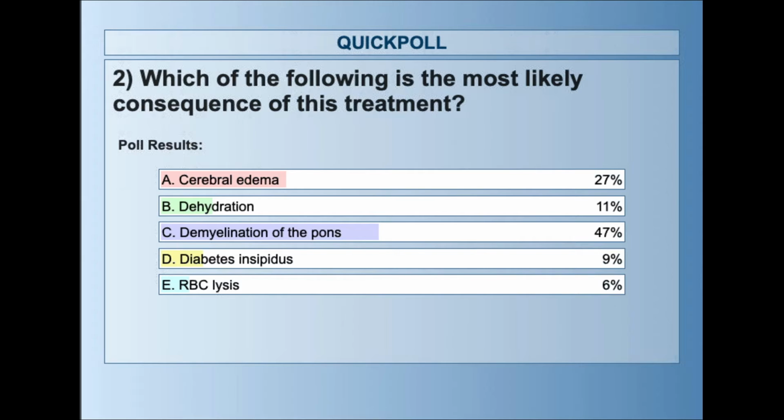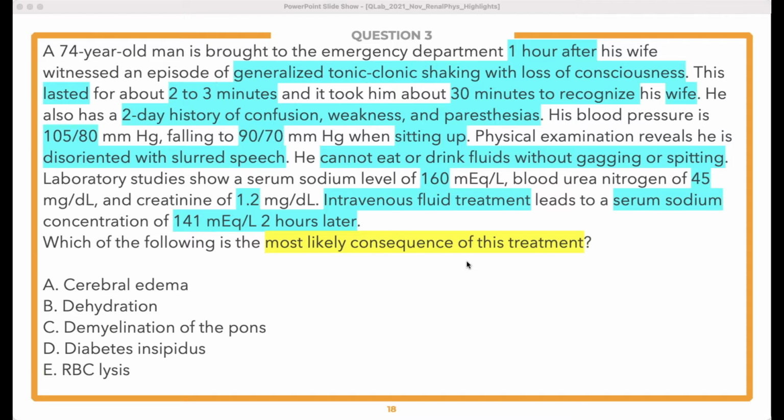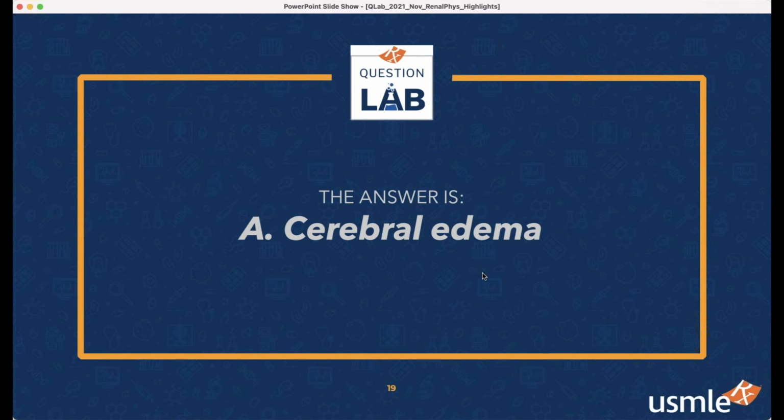So with that, we're going to go ahead and hide those results and see what the answer is. And the answer is cerebral edema. So those of you who sifted and sorted and got to answer A, congratulations. Looks like a lot of you, there's a reason why you were snagged by answer C. So we're going to turn it over to Paris to help break this one down. Paris?